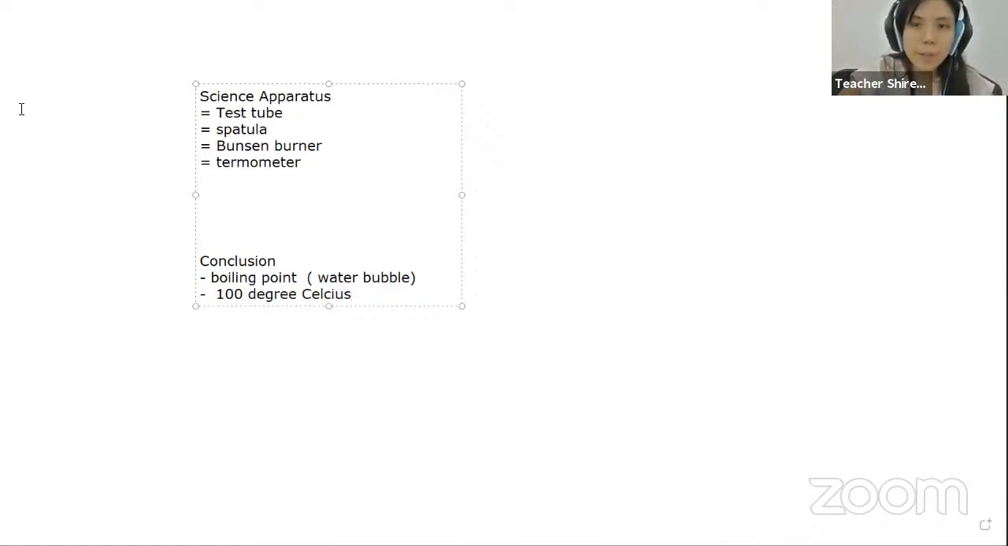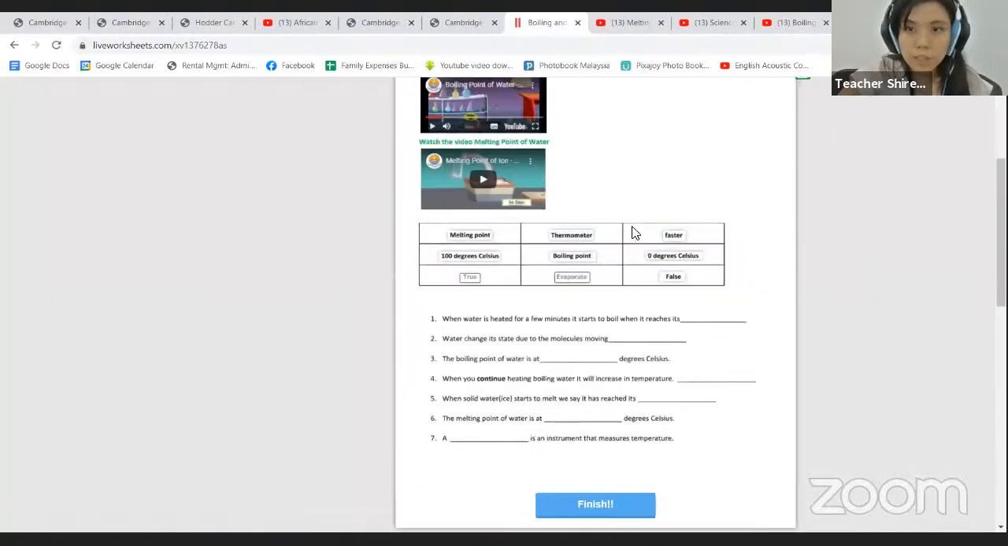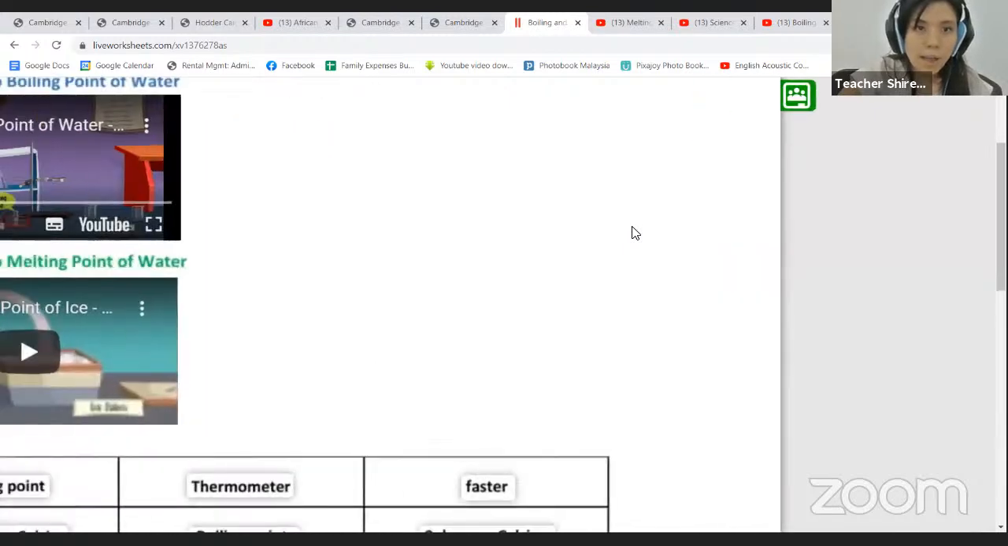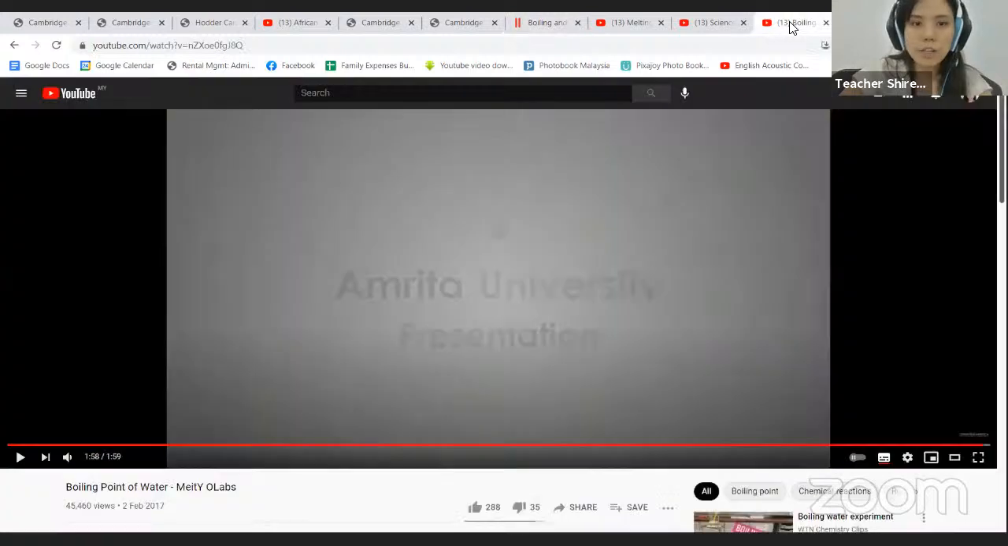All right, so let's go back to our worksheet. Basically, today we want to focus on one part, which is the boiling point. The other one is the melting point. Let me share with you another video on melting point.